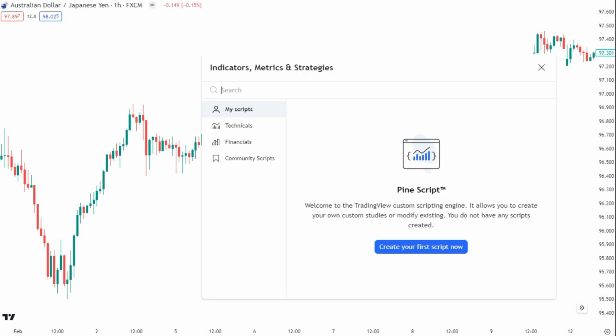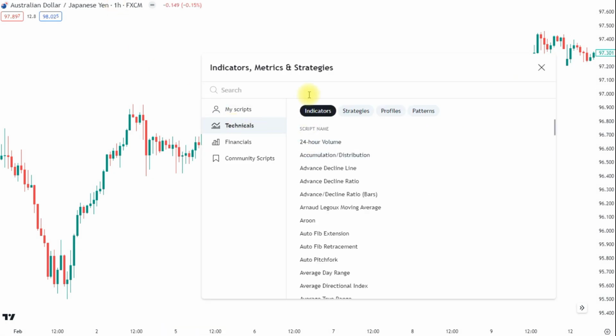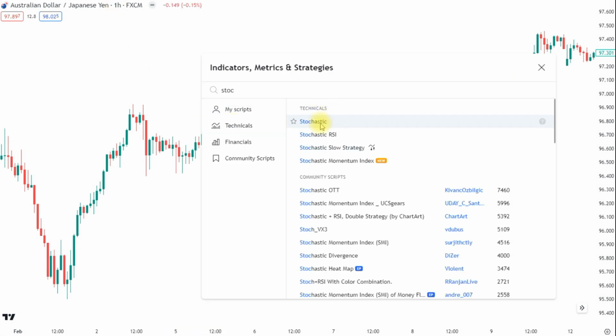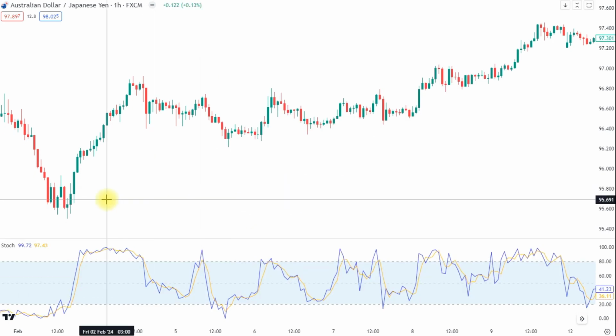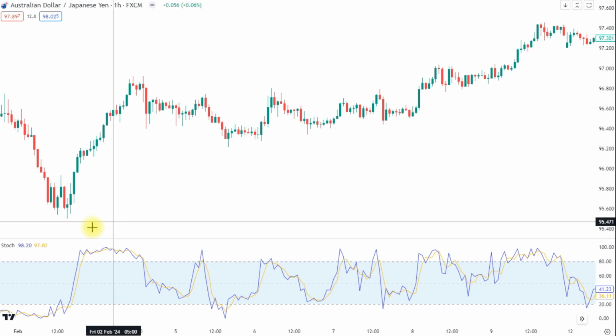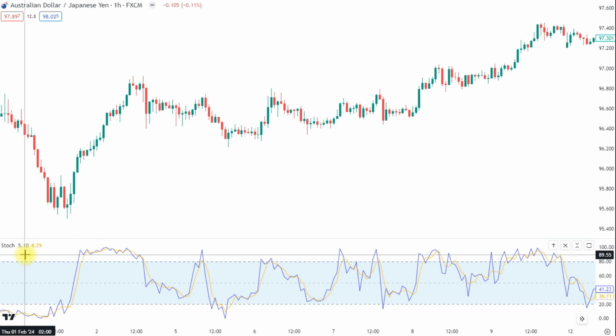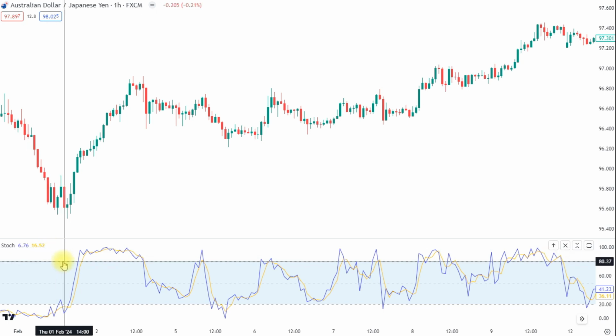Alright, then let's apply the indicator to the chart. We look for the stochastic here and pick that one. I will make it a little bigger for our explanation. So what we see here is the stochastic indicator, a momentum indicator used to identify overbought and oversold prices. So let's see how to recognize that one.